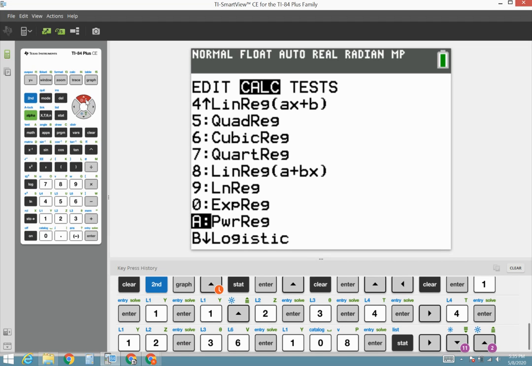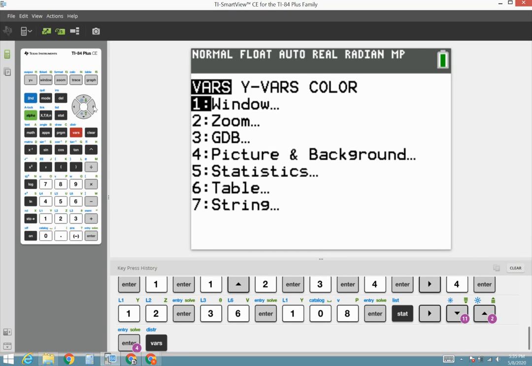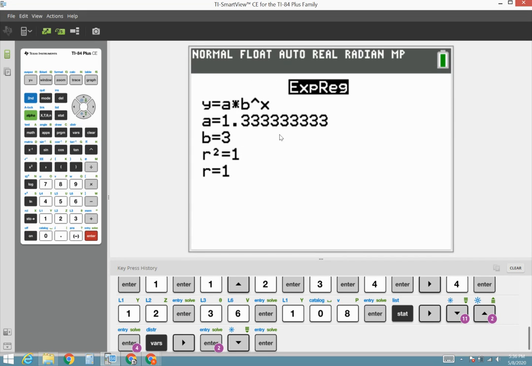All right, so exponential regression. Okay, and if I want to know the next three, I could store this in here. I know my y1 is open, so I can store this in y1. Okay, calculate. All right, so there is my formula. 1.3 repeating times 3 raised to the x. Okay, not all that pretty, but accurate. And you can see that the coefficient of correlation and the coefficient of determination are both 1. So that I know that I'm looking pretty good.